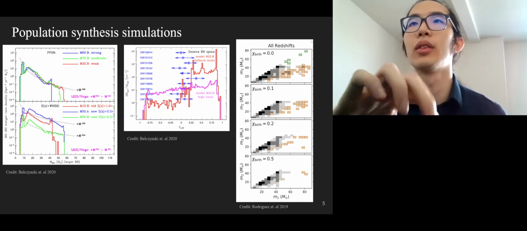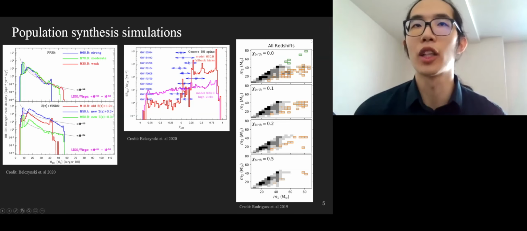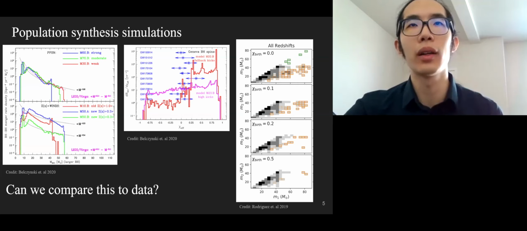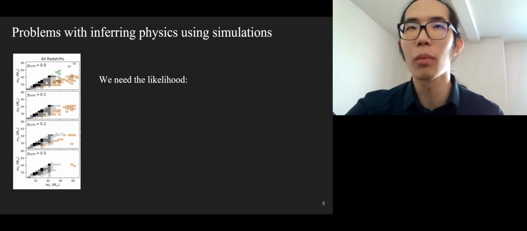And you have different simulations giving you these mass spectra and spin distributions. Now the question is, how do we compare these simulation results to the data? And it turns out this is not a super trivial problem. And what's the problem here?